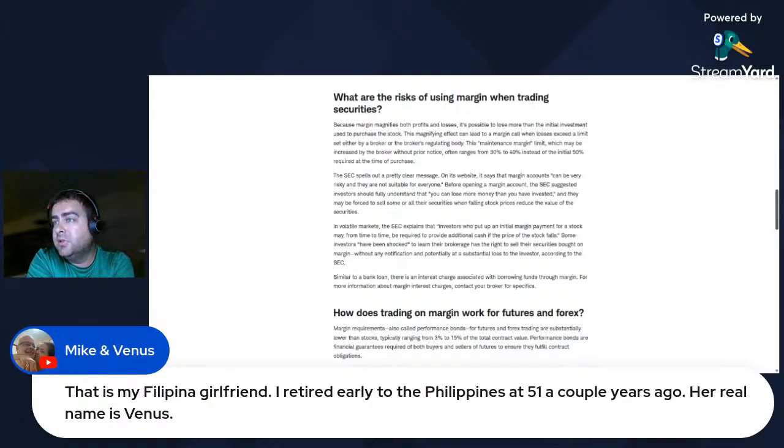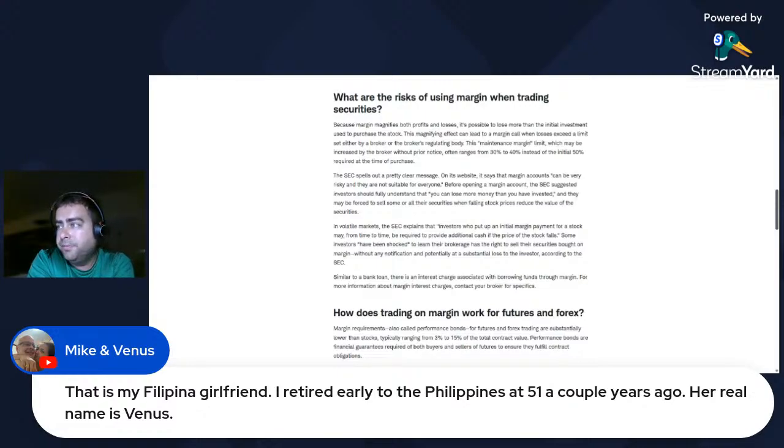Instead of the initial 50%, the SEC spells out a pretty clear message on its website. It says margin accounts can be very risky and they are not suitable for everybody. I would agree. Know what you're doing. Before opening a margin account, the SEC suggests investors should fully understand you can lose more money than you have invested. Well, it's like options too.